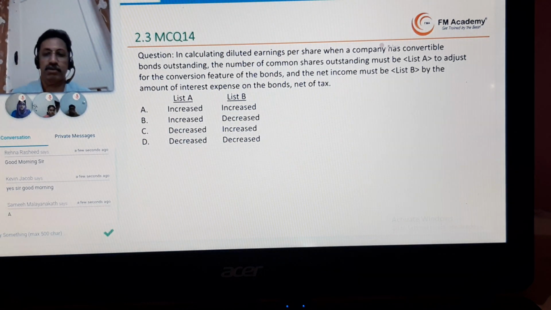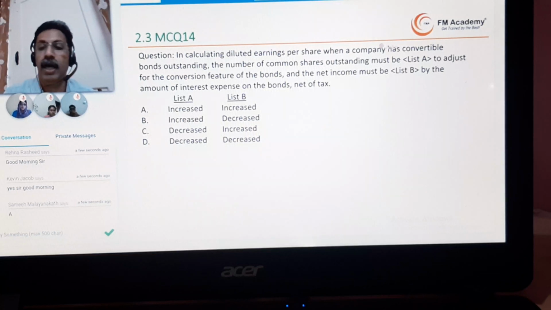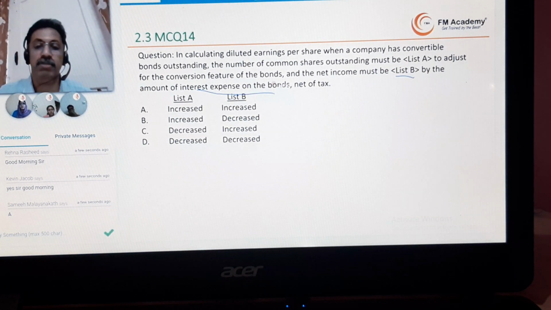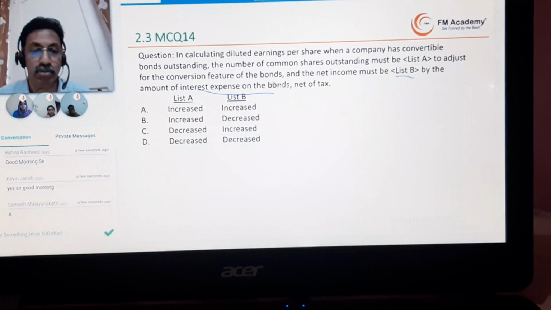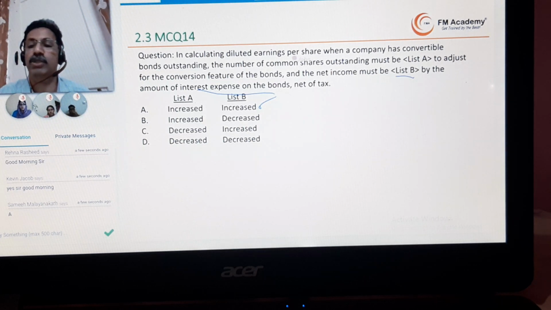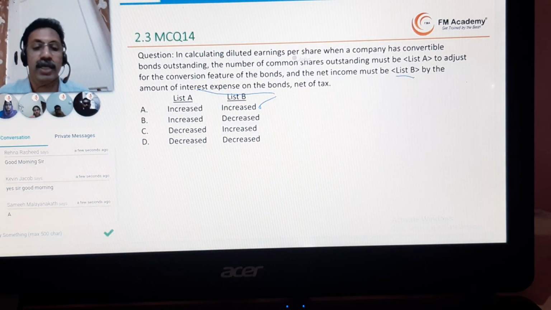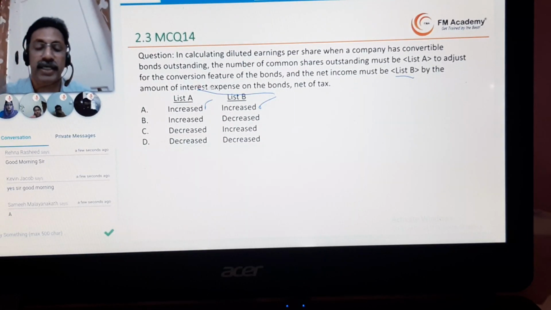That's a numerator adjustment. So you will adjust the net income, which must be increased by the amount of interest expense on the bonds if it's a bond. It is increased by the dividend assumed to be distributed if it's a preferred stock. Okay, that's the numerator adjustment. Then denominator, the number of common shares outstanding must be increased to adjust for the conversion feature of the bonds, right? If the bond is converted, how many shares are getting added? So that is the way you compute the diluted earnings per share.